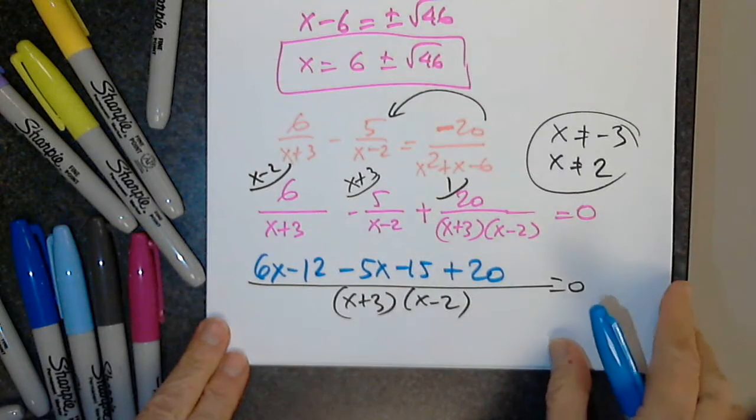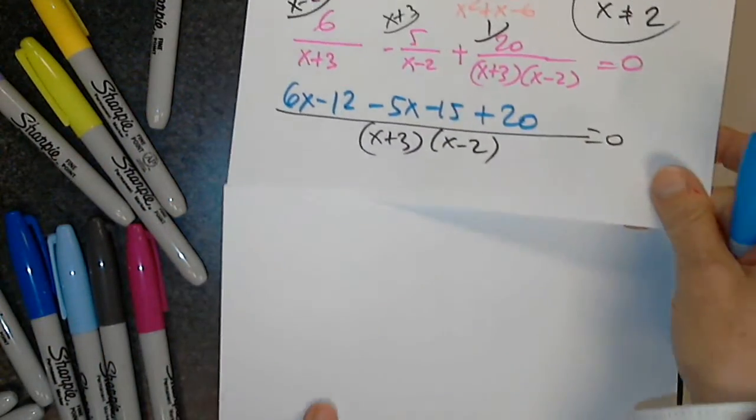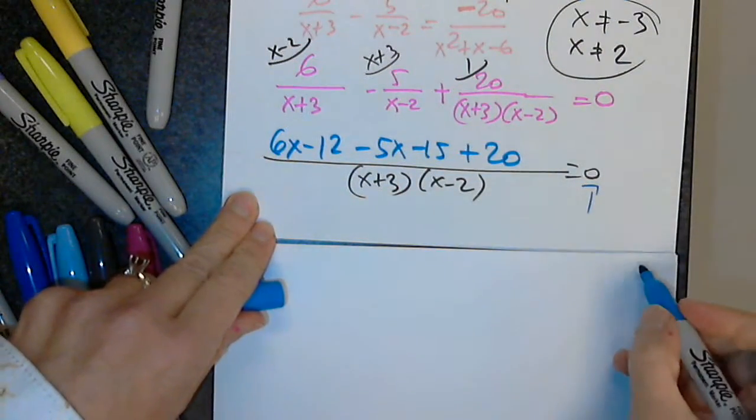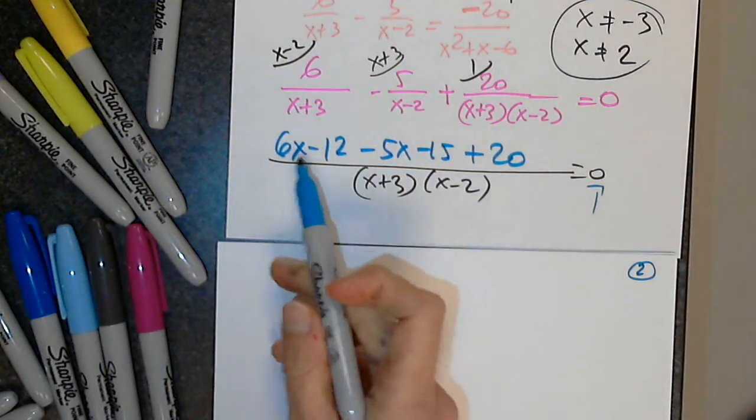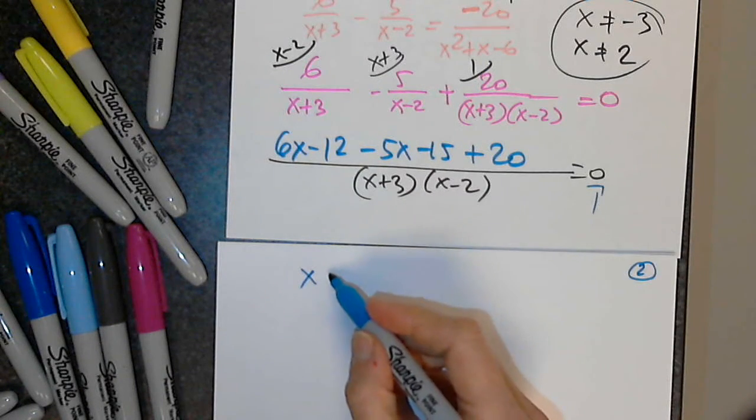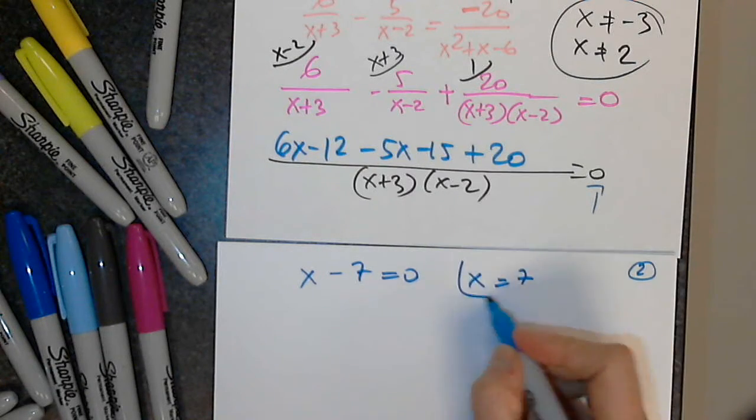Antoine, are we okay with this? Okay. So now we combine like terms. We put this over 1 to change it into a proportion. So I have x, and negative 27 plus 20 is minus 7 equals 0 after I cross multiply. So x equals 7.